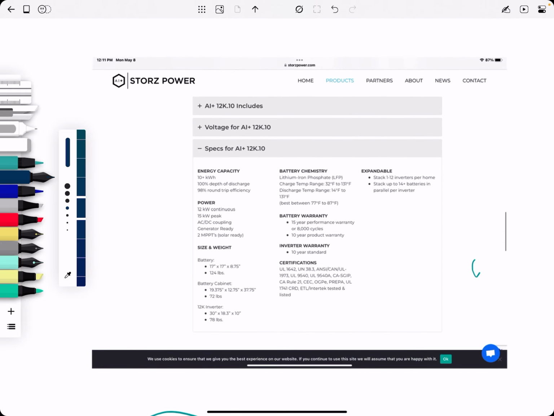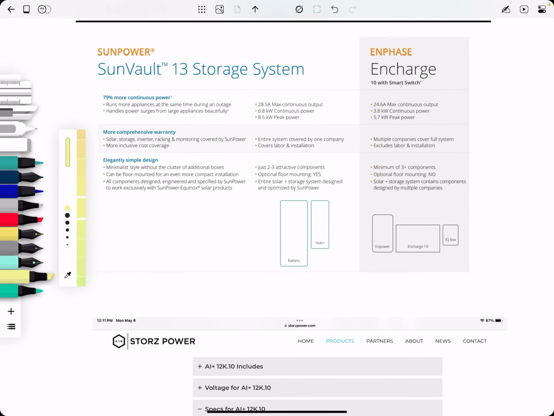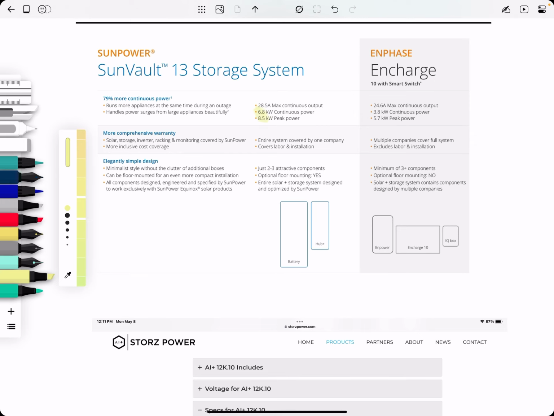Okay. You'll find one right here that says continuous. Let's kind of highlight that. Continuous, right? 12 kW, continuous power. You'll find more here. Continuous. You'll find another one. Continuous, right?